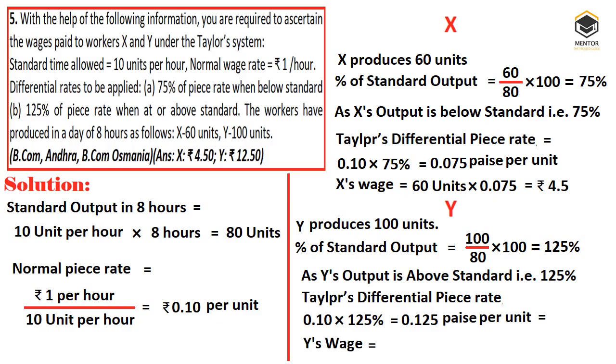In the sense, the total wage of Y is equal to how much? 100 units into 0.125. Therefore, the total wage is 12.5. In this manner, you need to solve the problem. First, read the question properly, try to understand the information, then convert the information as per your requirement. Clear? Then we will take up the next one.